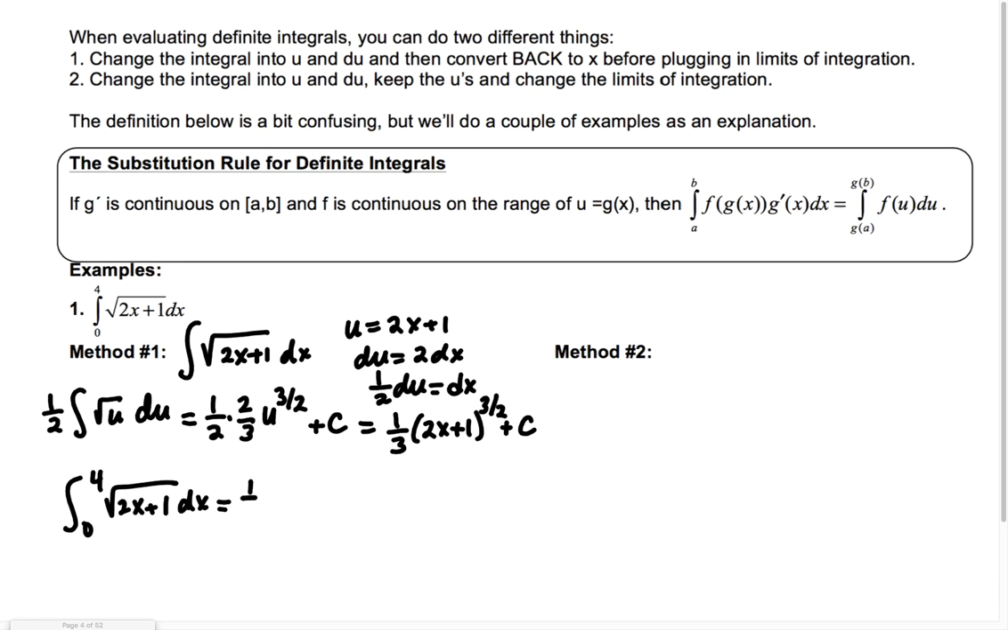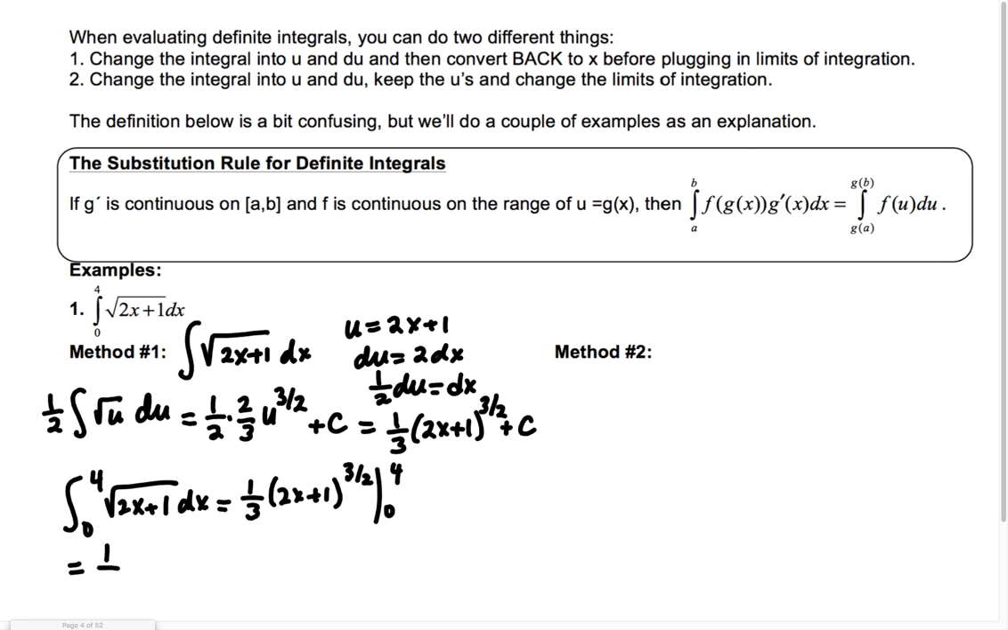So I'm really finding 1/3 of (2x plus 1) to the 3 over 2 from 0 to 4. You can put the plus c there, but remember when you plug in the 4 and you plug in the 0 and you subtract the two, they're both going to have a plus c in them, so they go away. Plus c and then minus c. Are you with me?